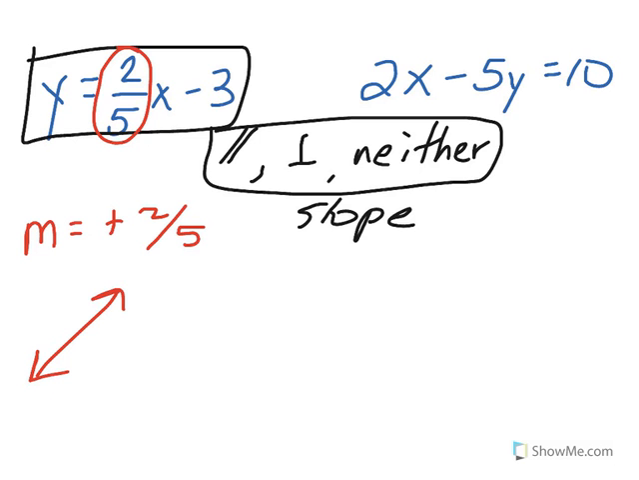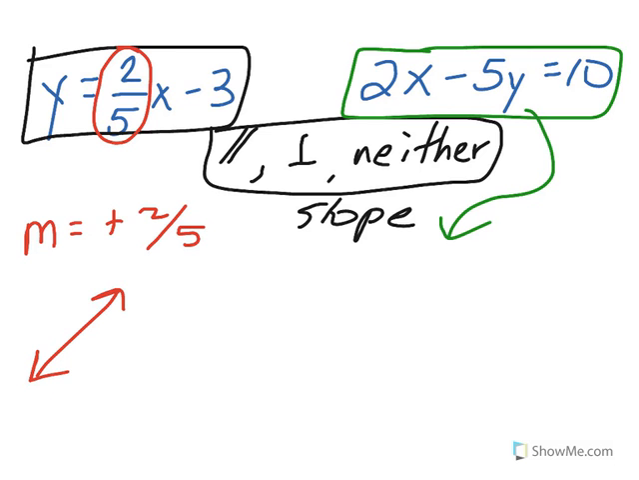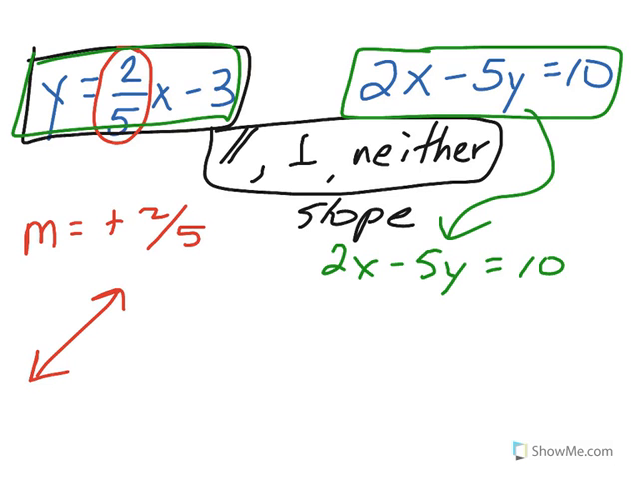Now let's take a look at the other one. Can I tell the slope of this one without doing anything? Yeah, some people can, but it's pretty tough to get it accurate every time if you don't do a little rearranging. So let's do a little algebra. Okay. Let's do 2x minus 5y equals 10. In order to see the slope, I'm going to need to get it into a format that looks like this one over here. It's got to have that y equals mx plus b.